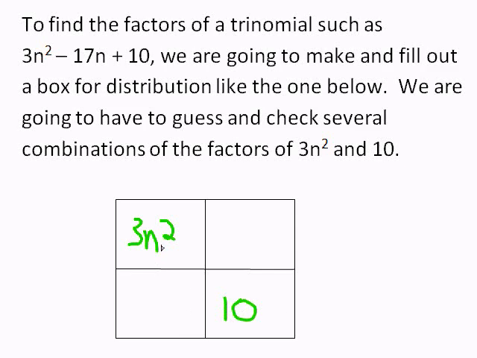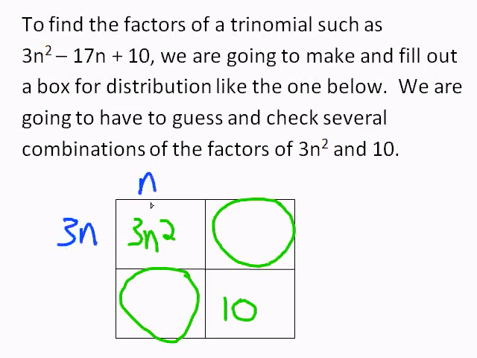Our goal is to find two terms that multiply to 3n squared and two terms that multiply to 10, but will give us terms inside of these two boxes right here that will add up to negative 17n. Let me show you. Let's go with 3n squared. We can split up 3n squared in a variety of ways, but I'm going to choose to split 3n squared up into 3n and n.